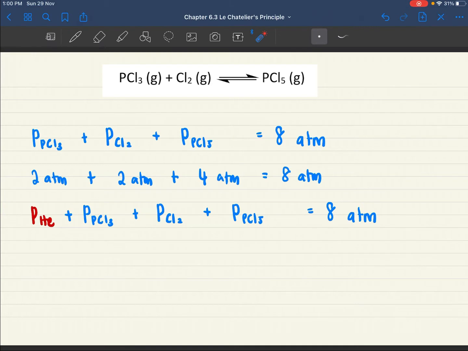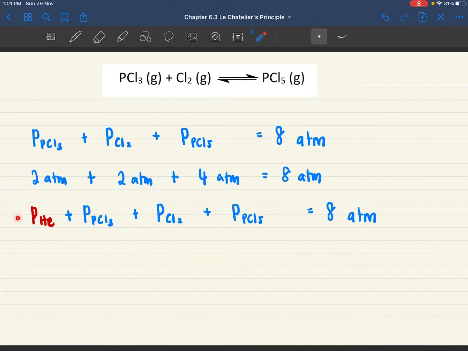Okay, so initially, sebelum inert gas tu masuk, kita ada 3 jenis gas dalam ni. Okay, partial pressure of PCl3, Cl2 and PCl5. And this total pressure ni, let's say lah, saya letak 8 atm. Okay, and kenapa 8 atm? Okay, mungkin lah, let's say PCl3 the partial pressure is 2 atm, partial pressure of Cl2 is 2 atm, while partial pressure of PCl5, let's say 4 atm. So total up, the total pressure is 8 atm. Okay, so this is pressure before addition of inert gas.